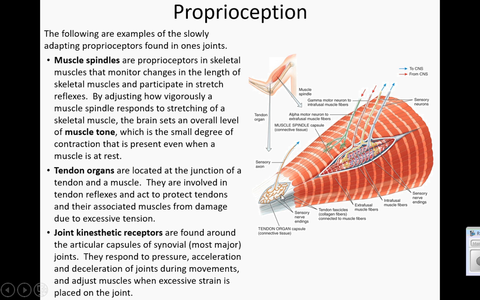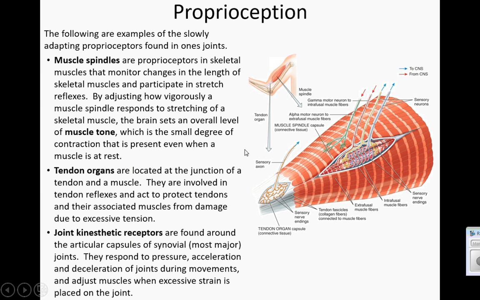Over here at the tendon is where we'll find the tendon organs. Like I said, sometimes they're called Golgi tendon organs or GTOs. Involved in tendon reflexes like that reflex that we learned about previously. They cause our muscles to relax when too much tension is placed on them, so they prevent too much damage, or any damage, to our muscles and tendons.